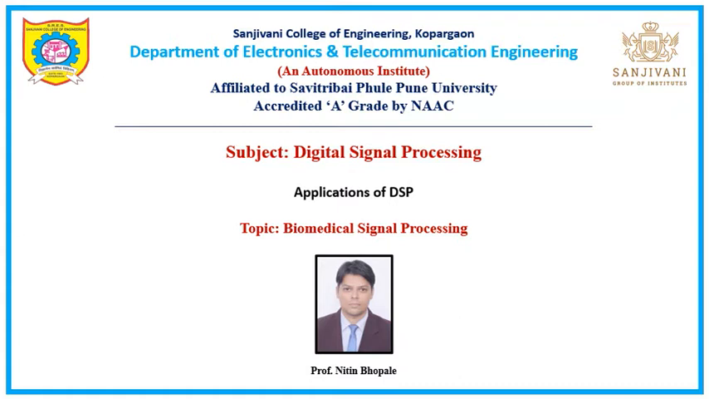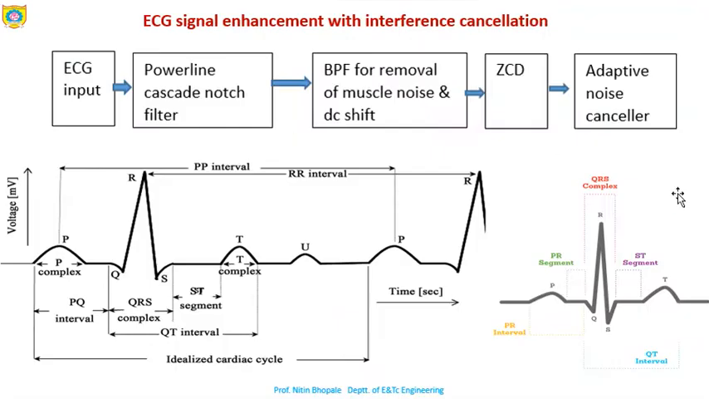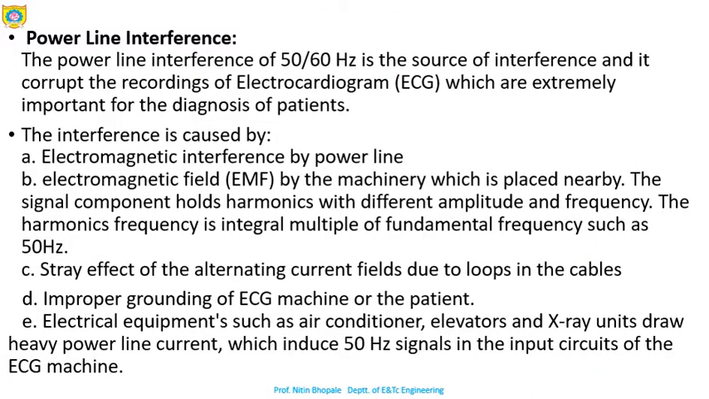We are discussing the applications of the DSP, that too in biomedical signal processing. So let's see. This is where we are discussing the ECG signal enhancement with interference cancellation. In the last lecture we have seen what is interference, say for example power line interference.